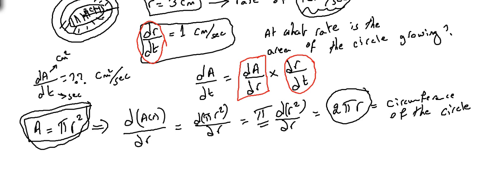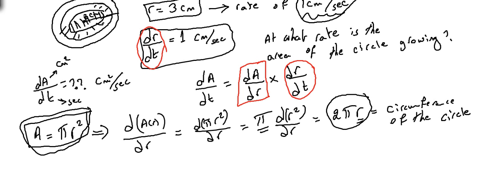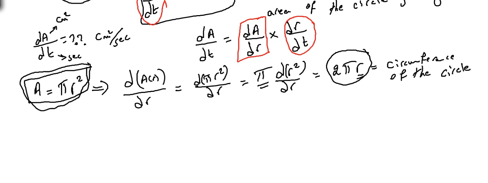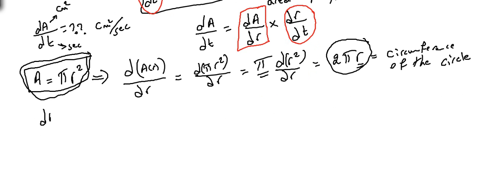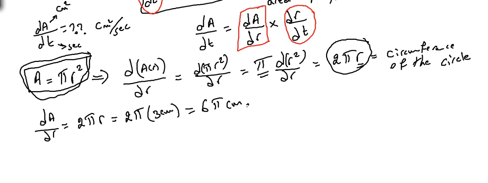Now we have dA over dr, but do we have r? Yes, r is given as 3 centimeters. If you remember, r is given as 3 centimeters. This means we can substitute. So dA over dr equals 2 pi r, which is 2 pi times 3 centimeters. I ended up with 6 pi centimeters. This is the derivative of the area of the circle when r equals 3 centimeters.